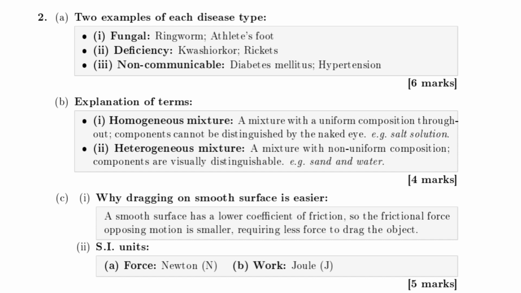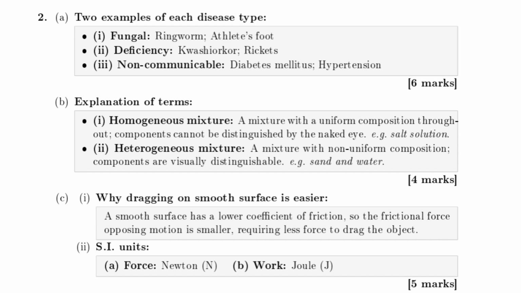2 examples of each disease type. Fungal disease: you have ringworm or athlete's foot. Deficiency: you have kwashiorkor and rickets. The non-communicable: we have diabetes mellitus or hypertension.